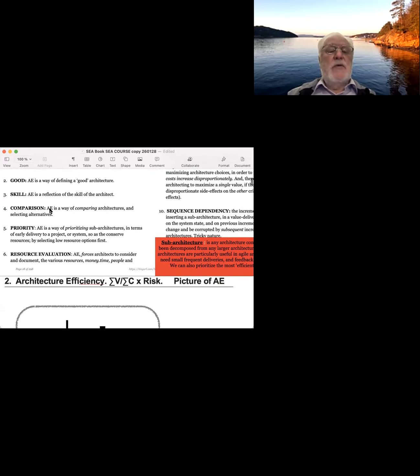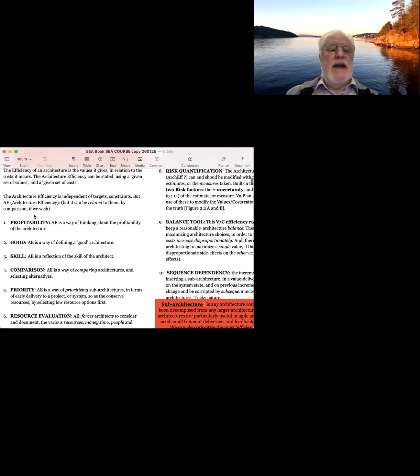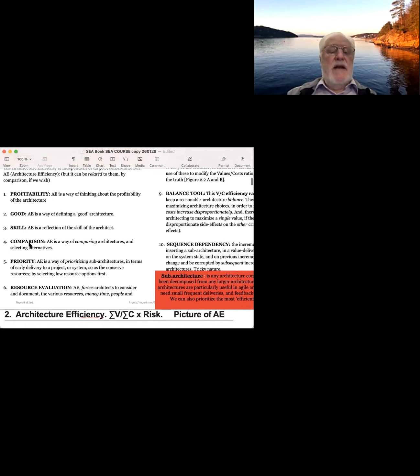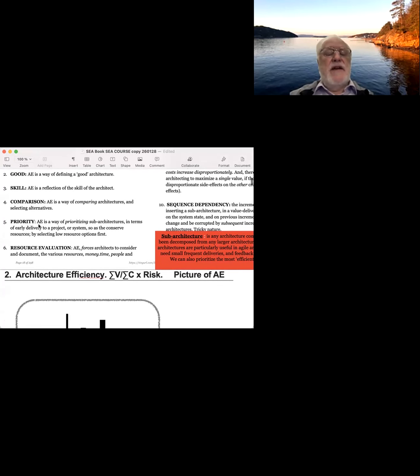Okay, so in other words, architectural efficiency, that's what the AE stands for here, is a way of comparing architectures and selecting alternatives. Okay, so now we have a tool for making decisions that can be declared in advance. And so we have a more objective way of choosing things and choosing winner architectures and winning architects and stuff like that. Now, it turns out the architectural efficiency is also a way of prioritizing sub-architectures.